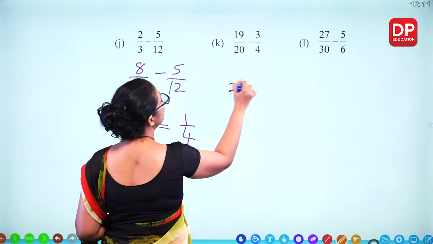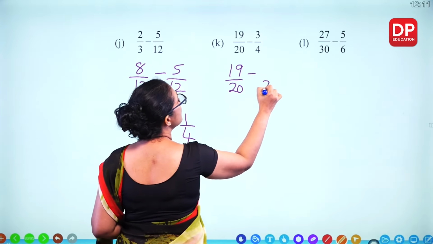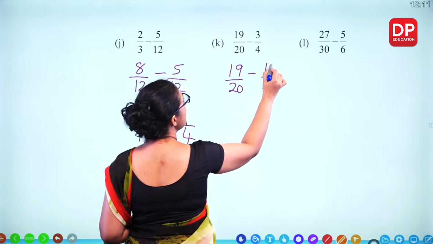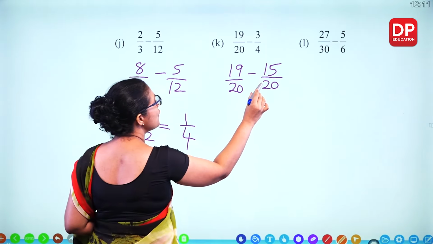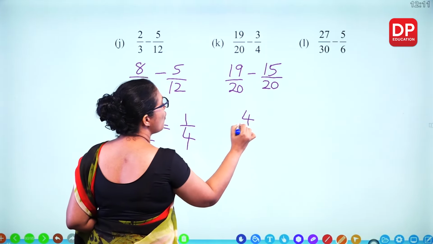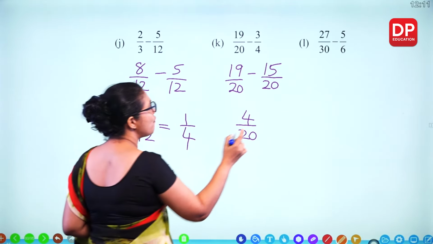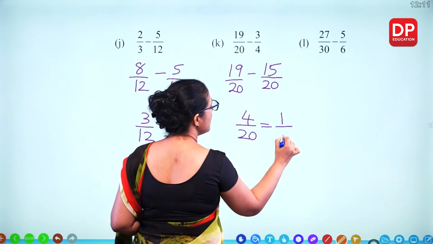20 and 4. I can convert this to 20. Multiply by 5. 5 times 3, 15. 19 minus 15, you get 4. 4 over 20. Divide both the numerator and the denominator by 4. You get 1 over 5.